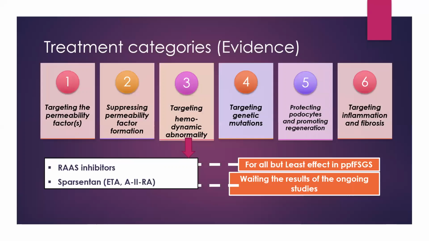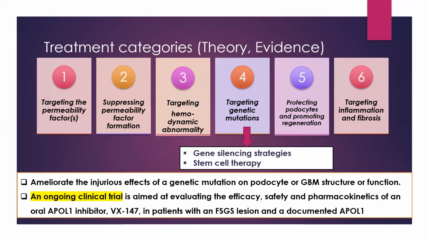So to summarize this part, RAS inhibition for all, least effective in the permeability factor induced, and sparsentan waiting for the results of the ongoing studies. Targeting the genetic mutation, sure, it will be in the genetic induced FSGS. We have gene silencing strategies and stem cell therapies, but all are under ongoing clinical trials.